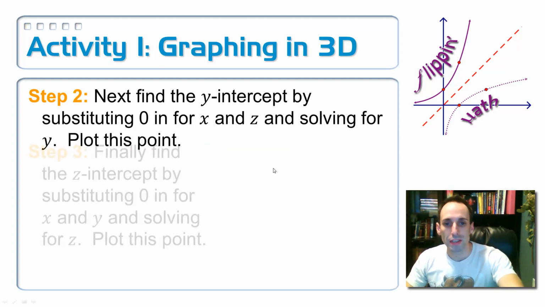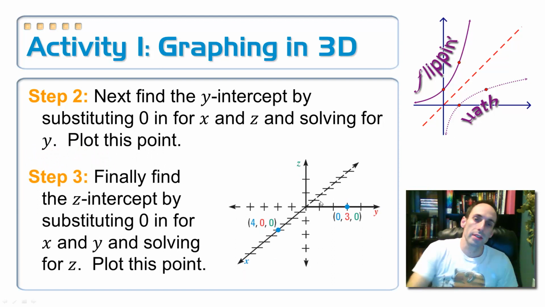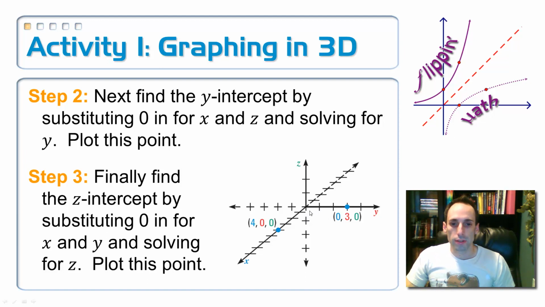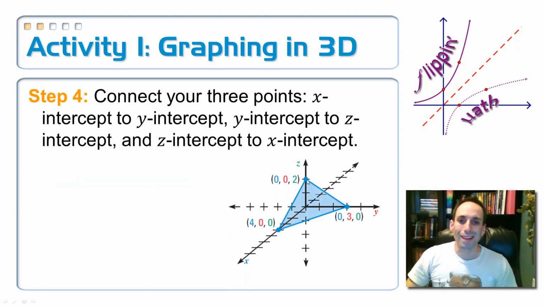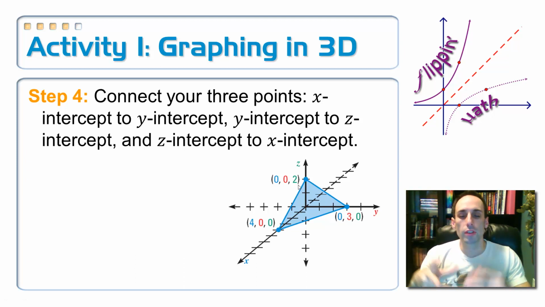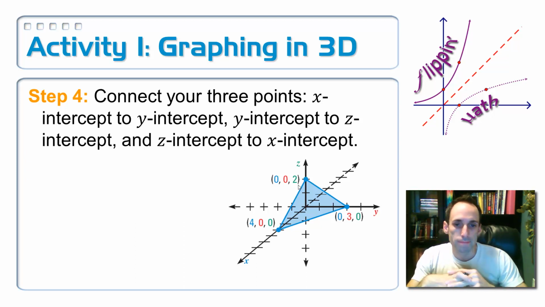Okay, so we're going to plot each of those. So there is 0, 3, 0. To the right is positive for the y-axis, so it counts 3 spaces, 1, 2, 3. Okay, and the other one was 0, 0, 2 for the z-axis, so positive is going up, so 2 spaces up, and I just connect those 3 points. Okay, so the question is, what is the shape of the graph of a linear equation in 3 variables? When we connect it, you might be going, yeah, pretty sure that's a triangle, right?